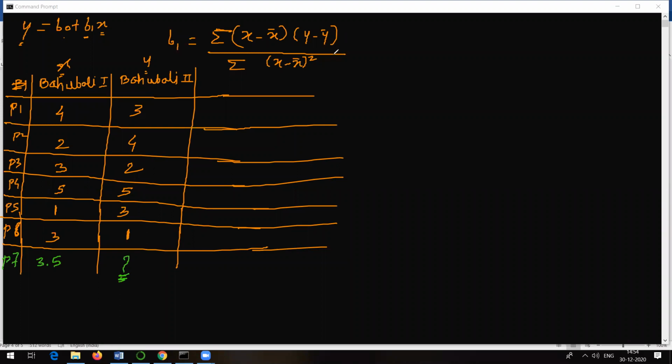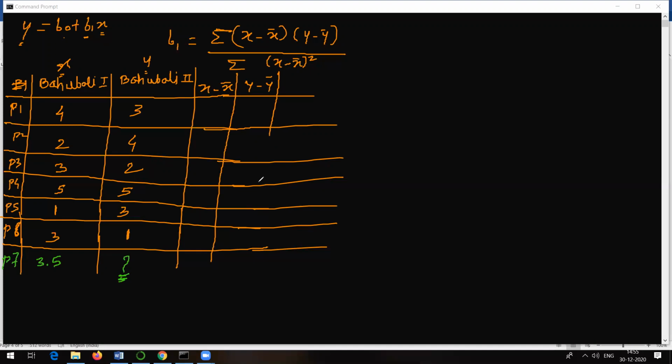Now what I am going to do is, according to this formula, to solve for b1, calculate the value of x minus x bar, y minus y bar, (x minus x bar) whole square, and (x minus x bar) into (y minus y bar). Now what is x? Bahubali part 1. What is y? Bahubali part 2. So I am going to find out the value of x minus x bar. Similarly, I am going to find out the value of y minus y bar.